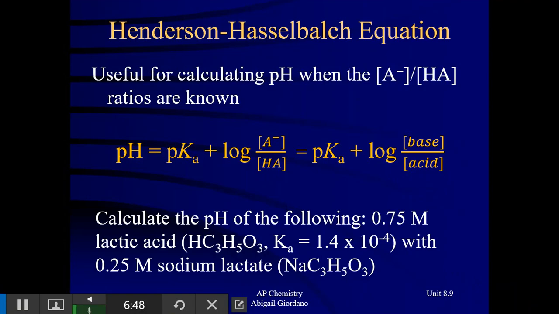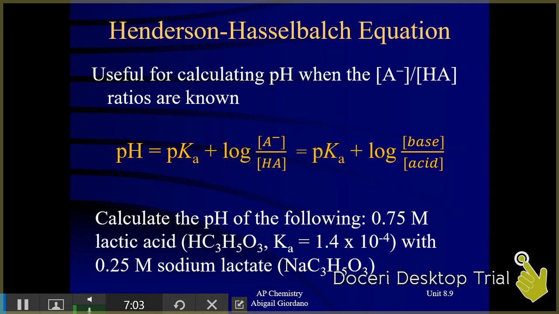This question says, calculate the pH of the following: 0.75 molar lactic acid, and it gives us the Ka value for lactic acid, with 0.25 molar sodium lactate. Now, ladies and gentlemen, I recognize that this is a buffer system because here's a weak acid, and here is its conjugate base, as I said earlier, usually tied up in some sort of ionic compound, a salt. But look how convenient this Henderson-Hasselbalch equation is.